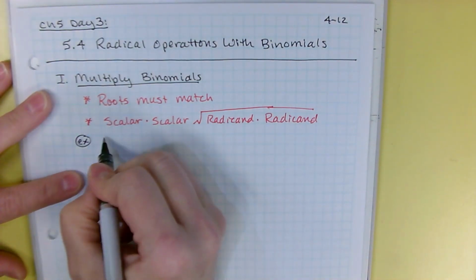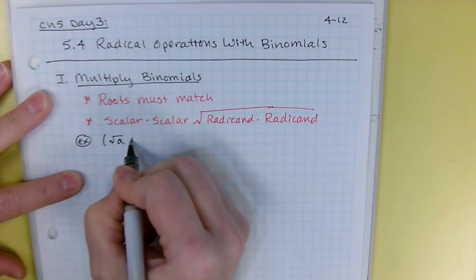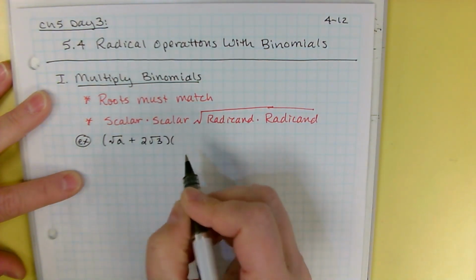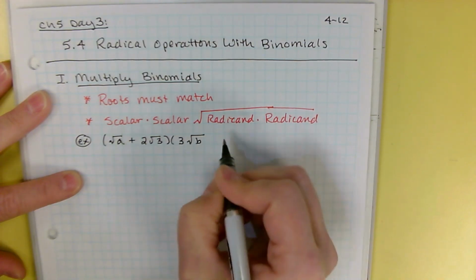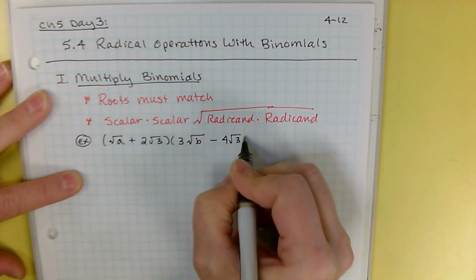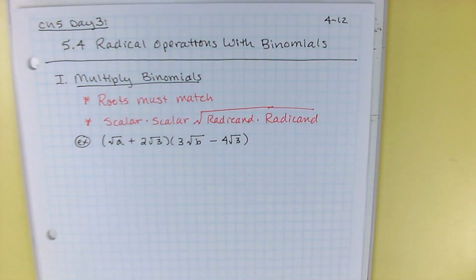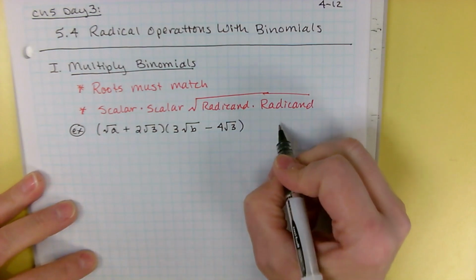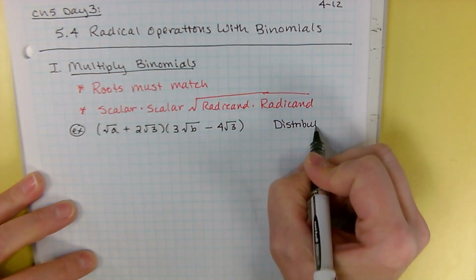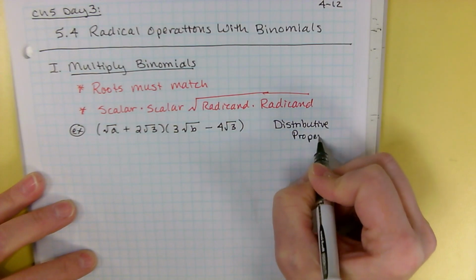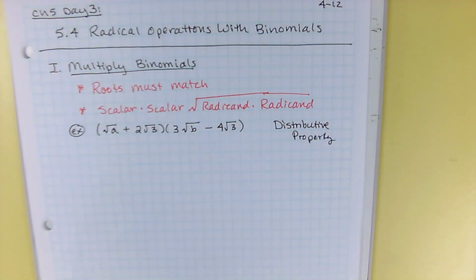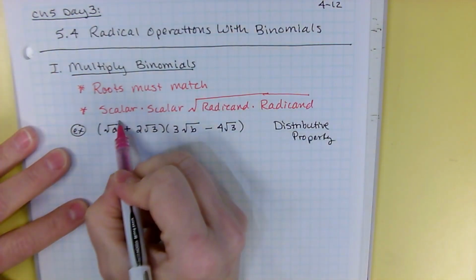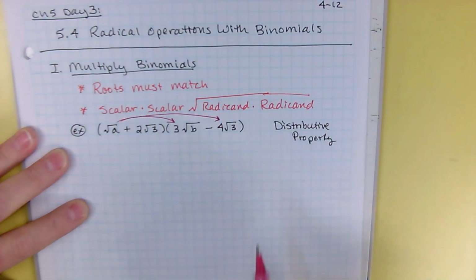Okay, so we are going to multiply radical a plus 2 radical 3 times 3 radical b minus 4 radical 3. Other than the fact that the radicands are all over the place, these are all square roots, so yes, we can actually multiply those. The technique you can use to multiply is the distributive property. In distributive property, you take the first term and you multiply it by everything in the second parentheses.